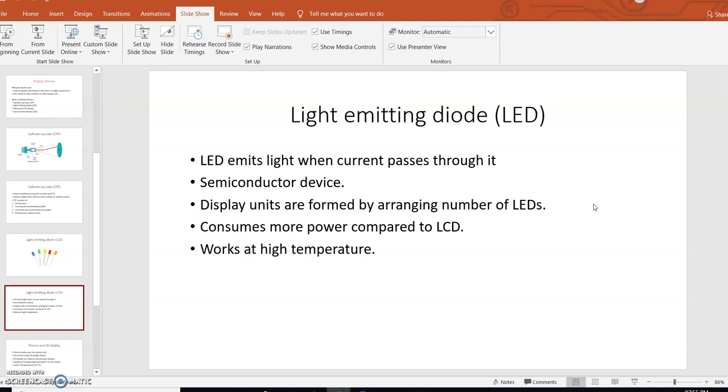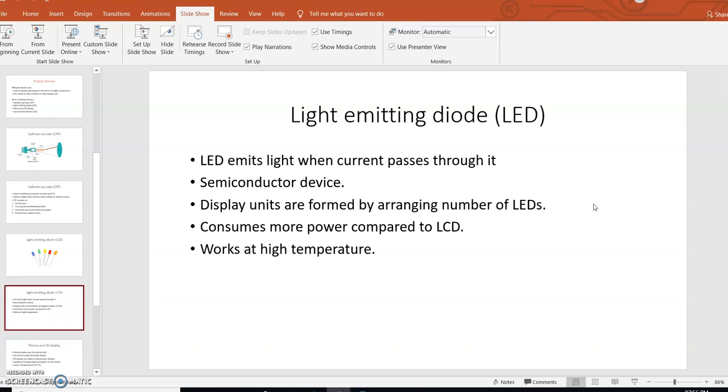An LED emits light when current passes through it. It requires a small current, and when the current passes through it, it will glow. Basically, it is a semiconductor device. Display units are formed by arranging a number of LEDs. If you consider the example of a flat screen LED television set, that display is made up of a huge number of LEDs arranged in a proper sequence so that you get a proper picture or pattern on your television screen. The same is the case with the LED computer monitor.